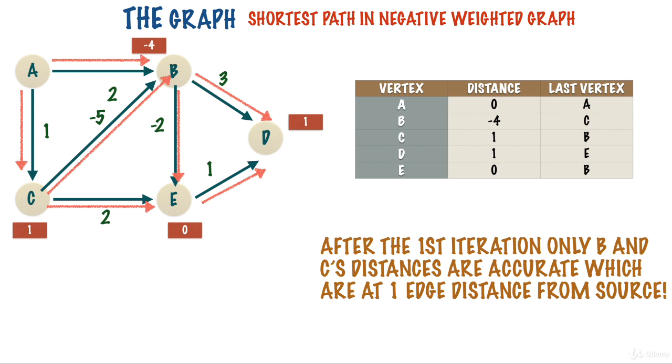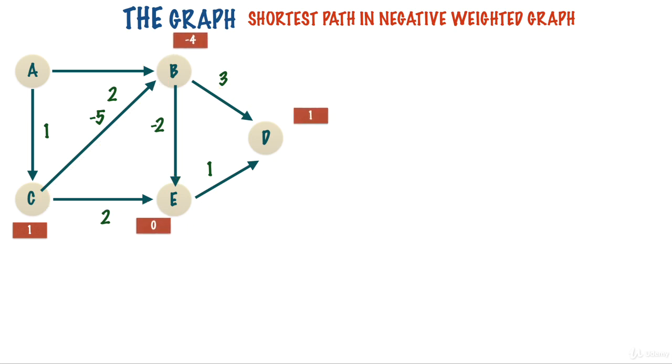Distances which are at a one edge distance from the source that we've chosen are accurate. The remaining distances are not accurate and we need further iterations to get accurate distances for the remaining vertices. So once more, we go to the next iteration and apply and calculate new distances to input into the distance table. Once again, we start from A to B.